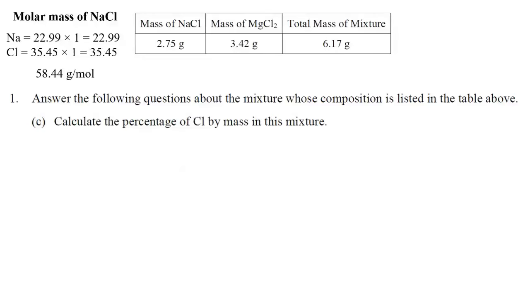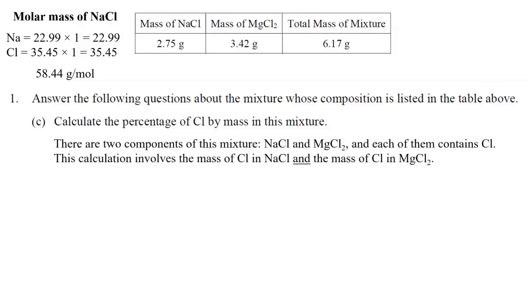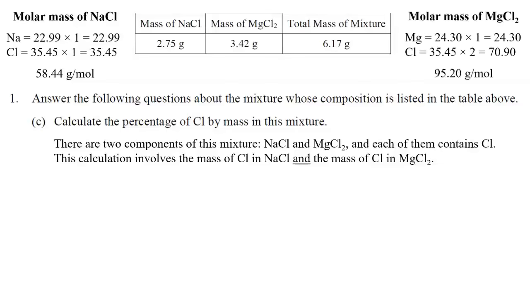Okay, moving on to part C of this question. Calculate the percentage of chlorine by mass in this mixture. This one's a little more challenging because, as you can see, we have sodium chloride and magnesium chloride. Each of them contains chlorine, so we have to figure out how much chlorine is in sodium chloride, how much chlorine is in the magnesium chloride, and then add those two masses together.